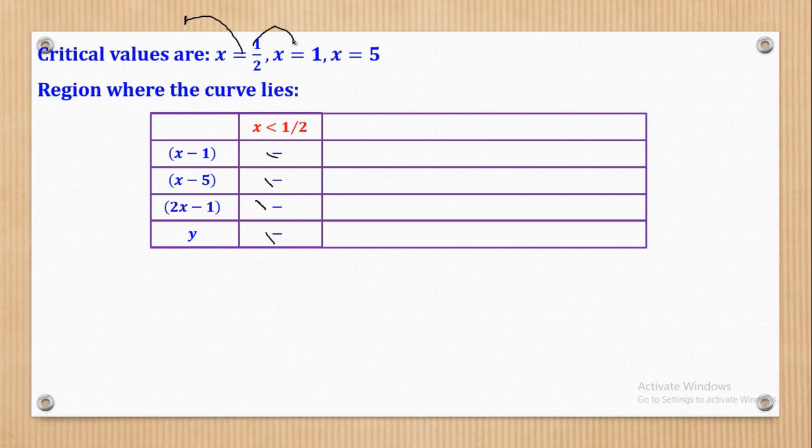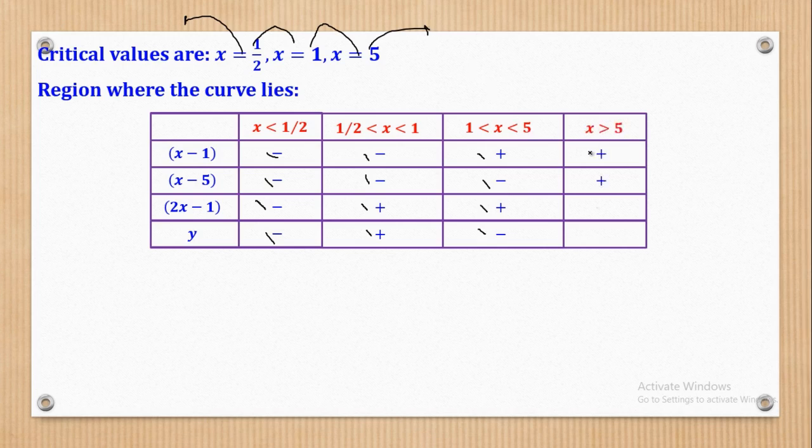Then between this and this, the inequality is that, and the sign will be negative, negative, positive, positive. Then between this and this, the inequality is that, and the sign will be positive, negative, positive, negative. Then greater than this, the inequality is that, and the signs by default are all positive.